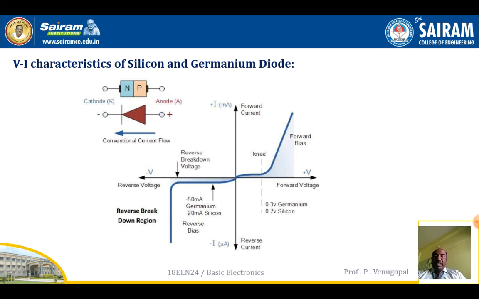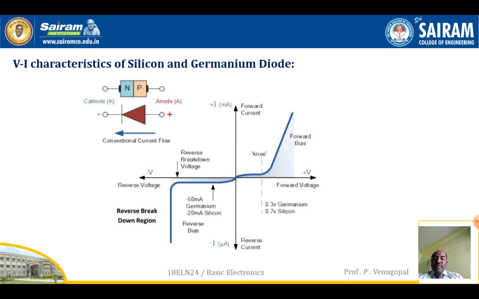The last topic is the VI characteristics of silicon and germanium diodes, which show both forward and reverse characteristics. The forward characteristic is the graph of forward voltage versus forward current, and the reverse characteristic is the graph of reverse voltage versus reverse current. In forward biasing, the positive polarity of the battery is connected to the P side and the negative polarity to the N side. Up to the threshold voltage, the current is nearly constant. Once the voltage crosses the knee voltage or threshold voltage, the current increases linearly with respect to the forward voltage, as shown in the figure.